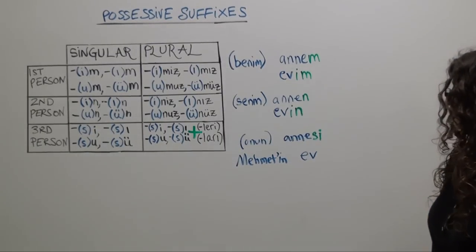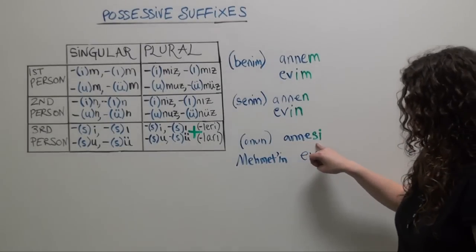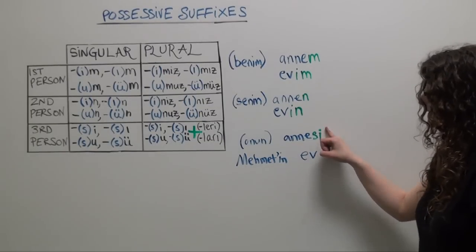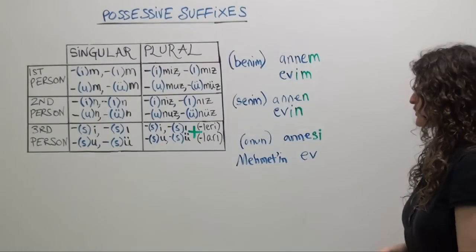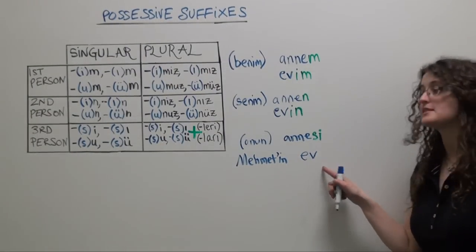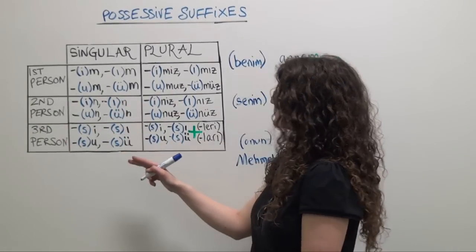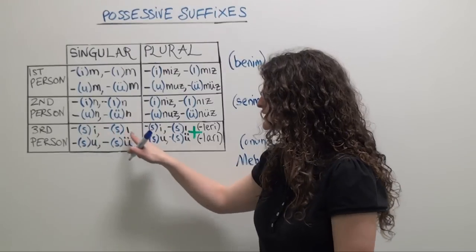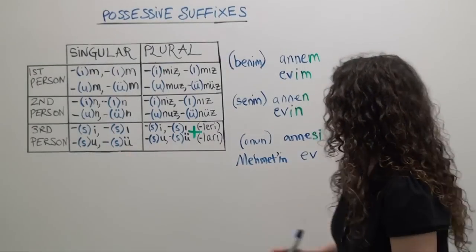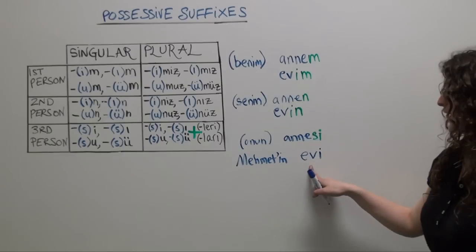Ev. Well, for anne, we had to add this buffer s, this buffer vowel, between the e in anne and the i in the possessive suffix. But for ev, we don't have this problem because ev ends in a consonant. So we're just going to go to our chart where you see third person singular possessive suffix, choice of i, ı, u, and ü. For ev, we're going to choose i. So evi means his, her, or its house.